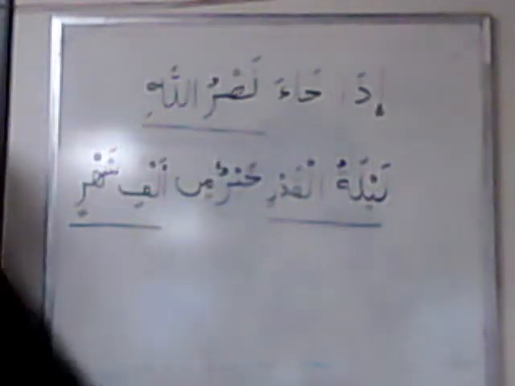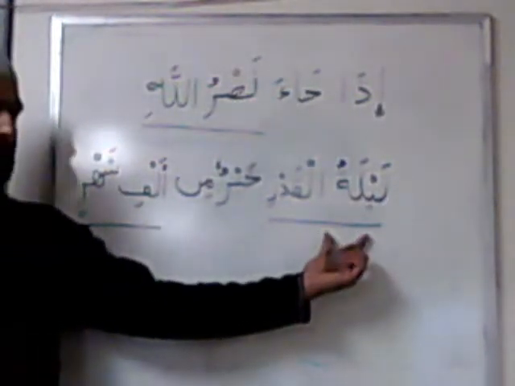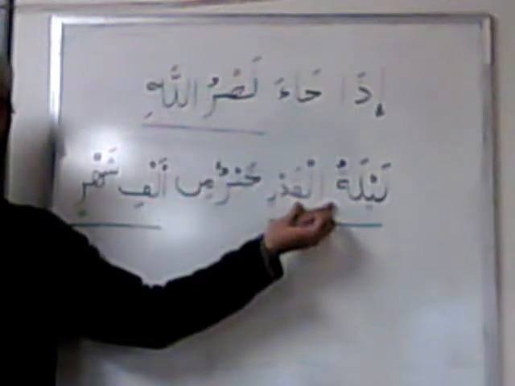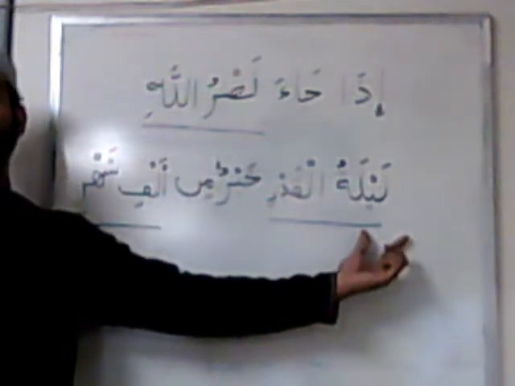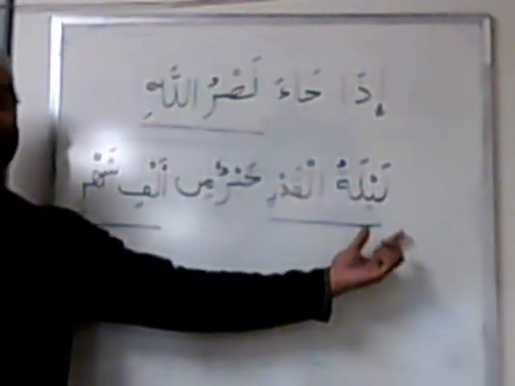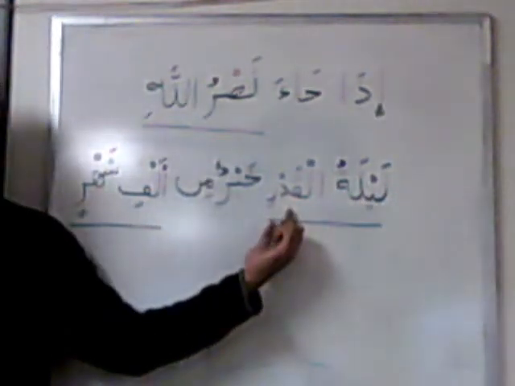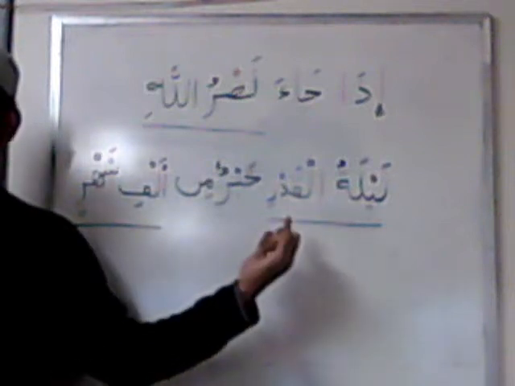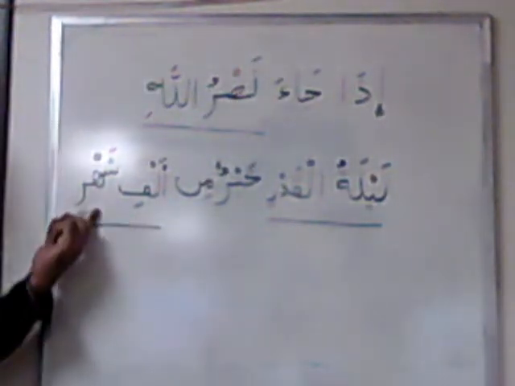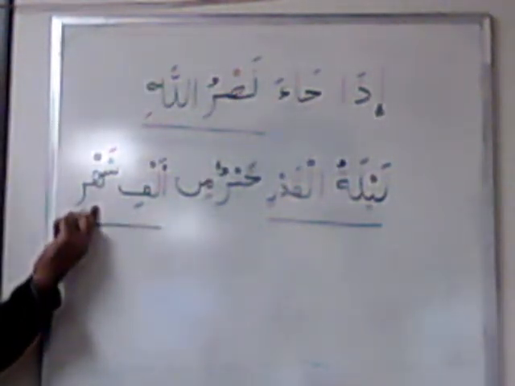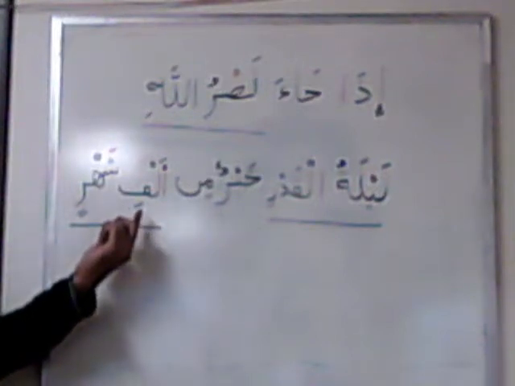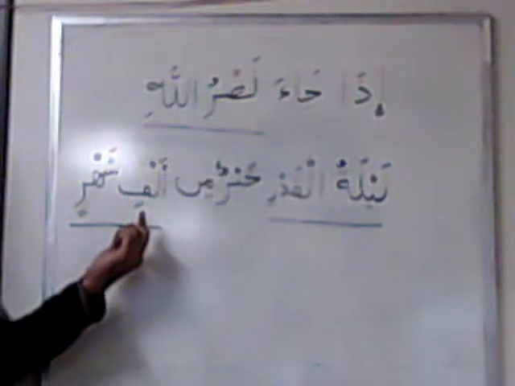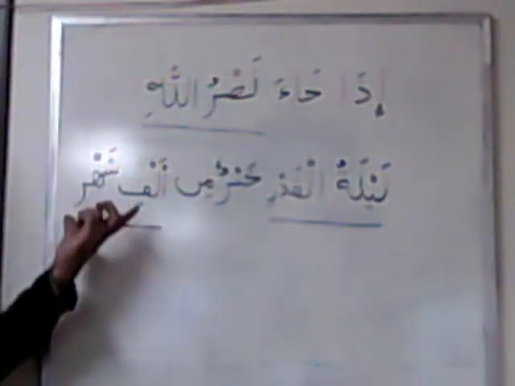Also, another thing you have to remember when you translate is that since the mudaf ilayhi is definite, the mudaf also becomes definite. So you translate it as the night of the power. Here, since the mudaf ilayhi is indefinite, the mudaf will also be indefinite. So, better than 1,000 months, not the 1,000 months. It is indefinite.